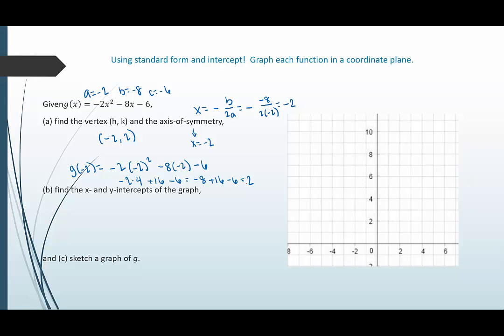Let's see about those intercepts. For the y-intercept, we're going to go back to that original given function. The y-intercept is when we plug in 0 for x, and we get 0, -6. So we have to use the original for the y-intercept. For the x-intercepts, this is where we plug in 0 for g of x. We say g of x equals 0, and we get 0 equals negative 2x squared minus 8x minus 6.